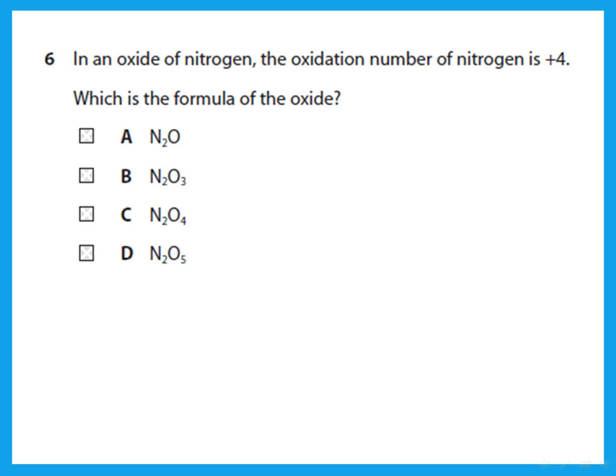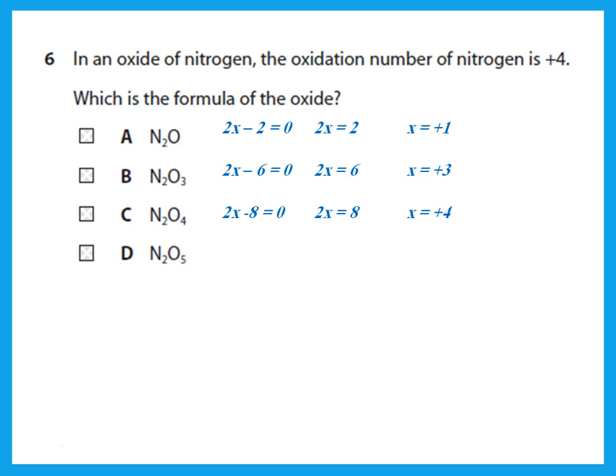For A, for example, in all of these cases, each oxygen is -2, and the overall is 0. So in A, for example, we have 2x minus 2 is 0, so x comes out to be +1. In the second one, I have 2x minus 6 is 0, so x comes out to be +3. In the third one, I have 2x minus 8.